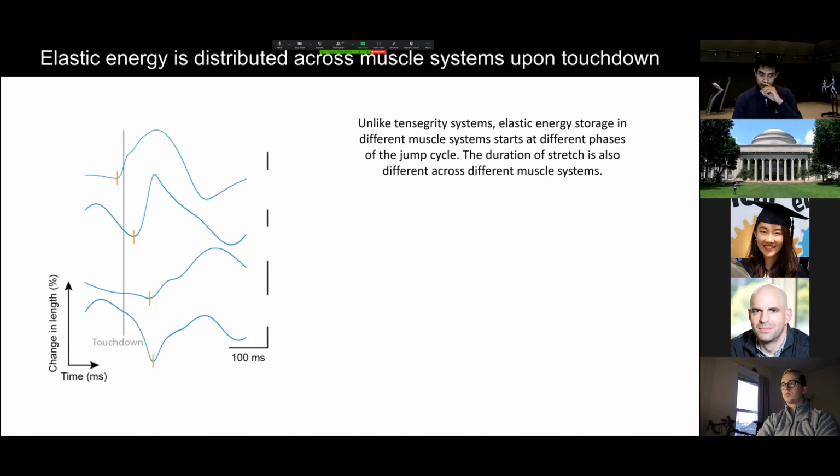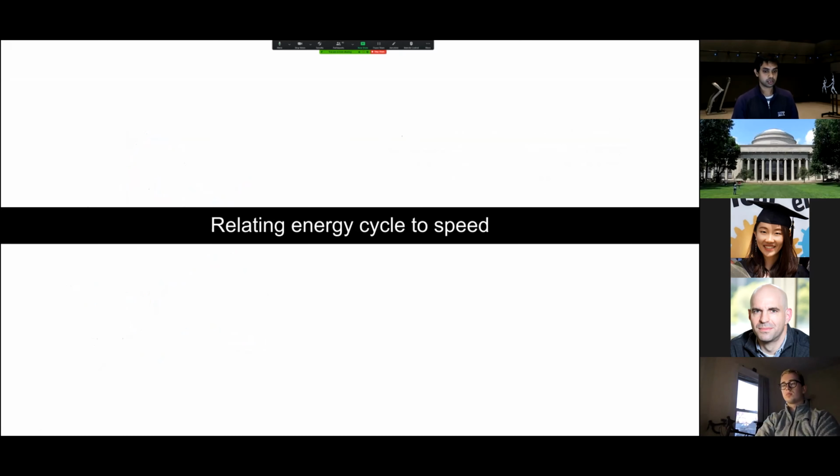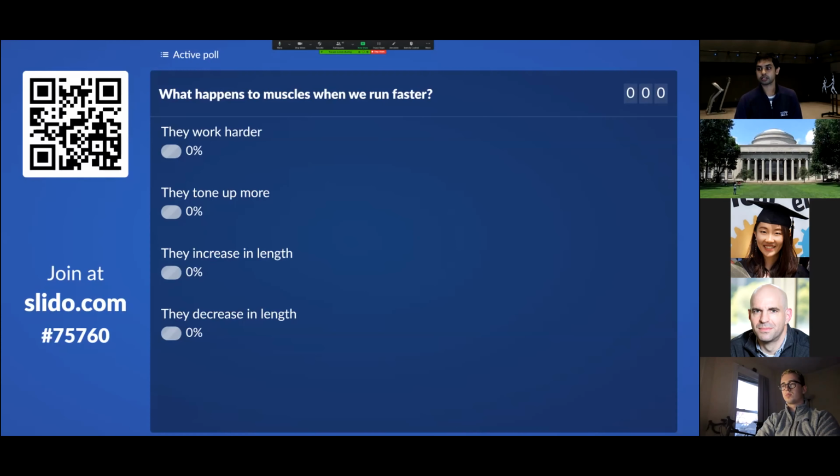So next, I would like to relate energy cycle to speed. So one thing we commonly do is we either walk, jog, run, or we jump slowly, we jump faster, we dance to slow music, we dance to fast music. So this is a very common thing that we change in everyday life. So, yes, what happens when we run faster?